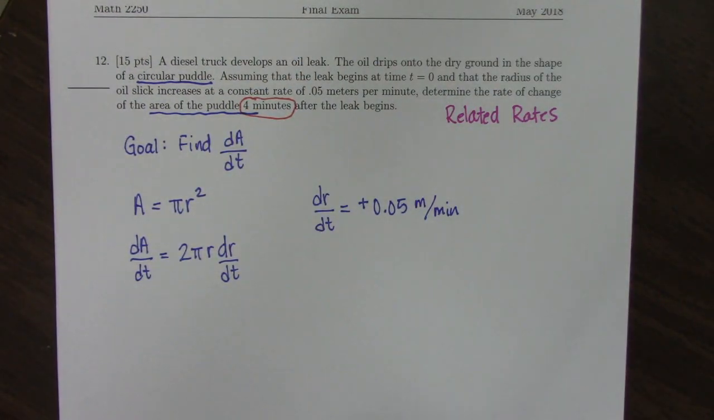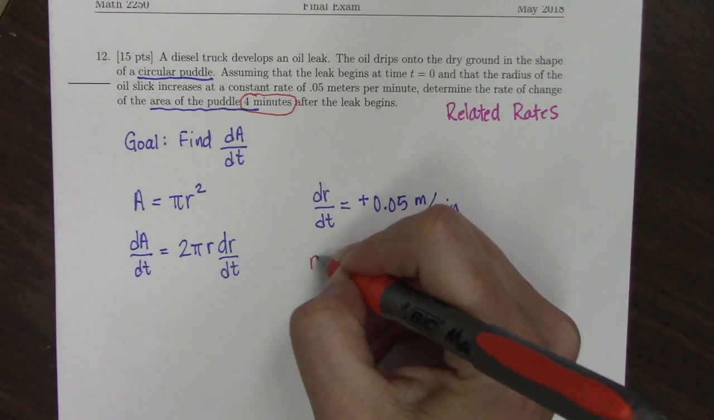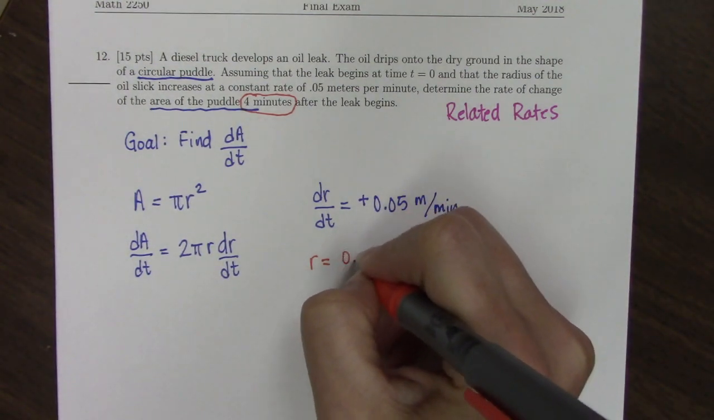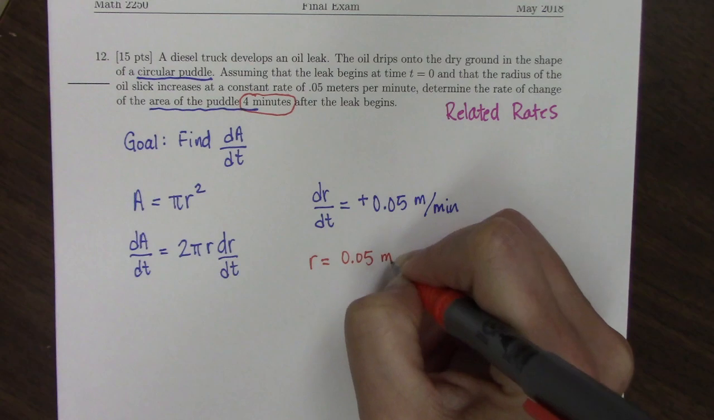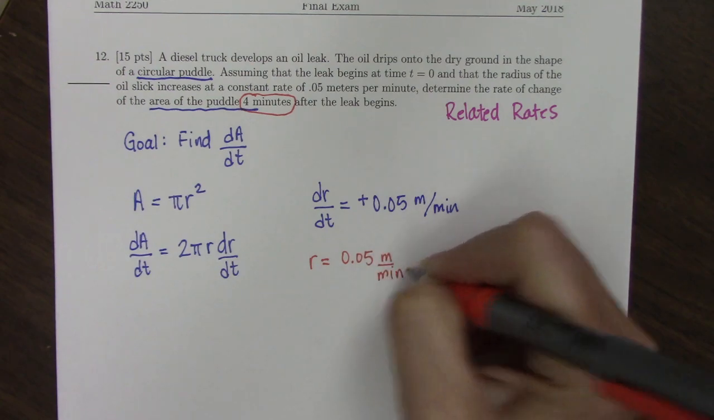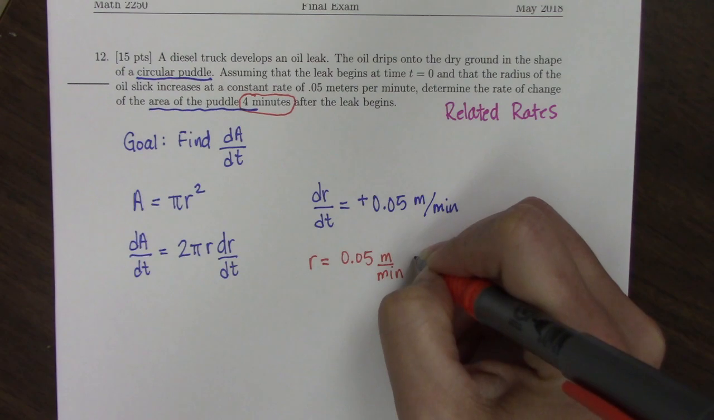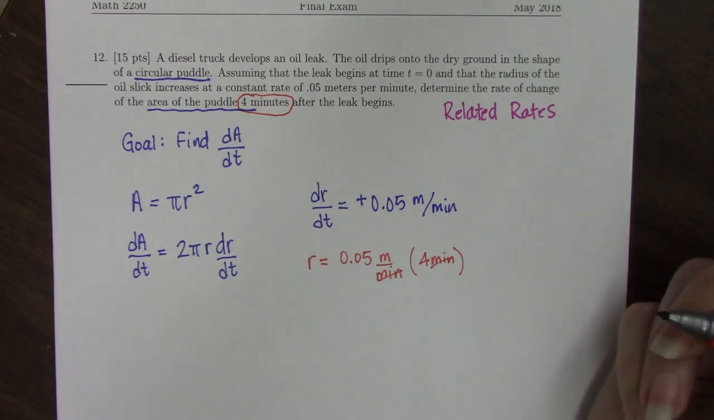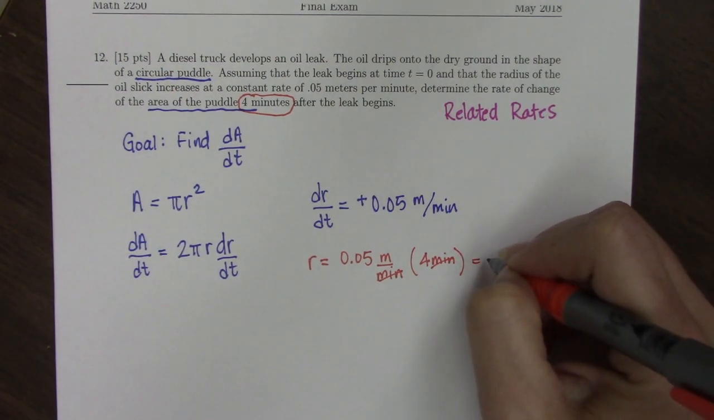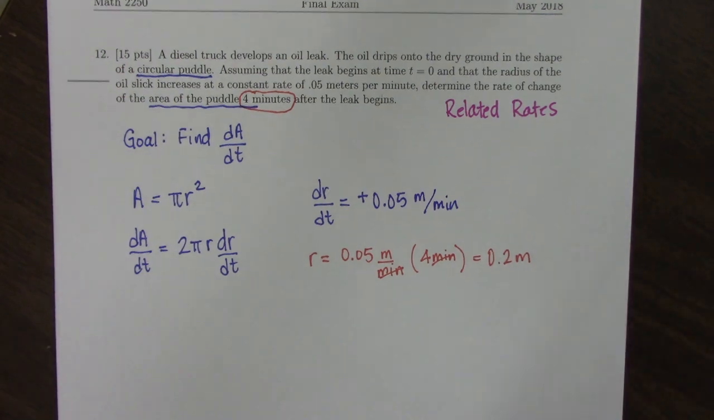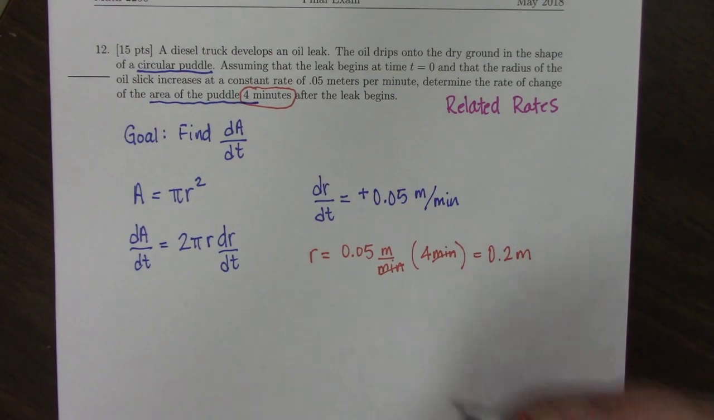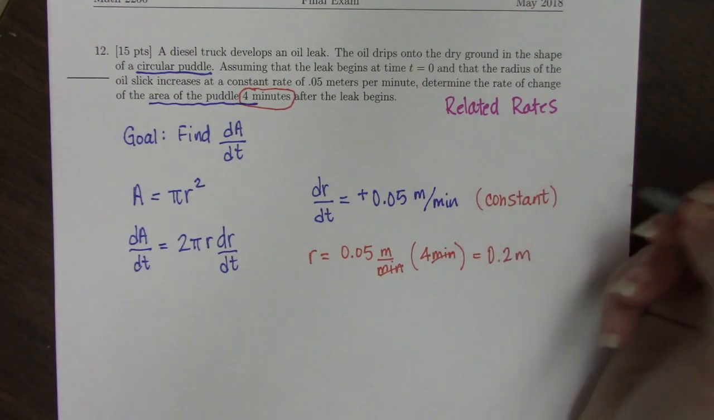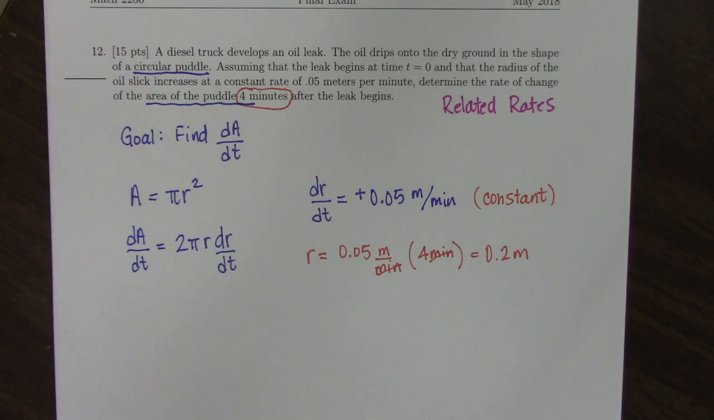So we can calculate the value of r at that point in time. So r, we know, the rate that r is increasing is 0.05 meters per minute. If I multiply that by 4 minutes, we can see that minutes will cancel, and we get 0.2 meters is the value of r at that location. And so we're allowed to do this because we were told that this rate is constant. It's not changing. Every minute it grows by 0.05.